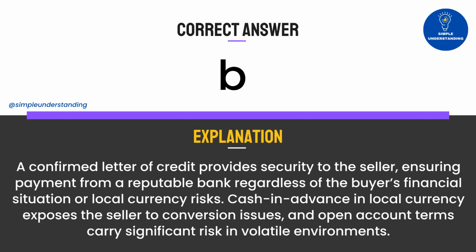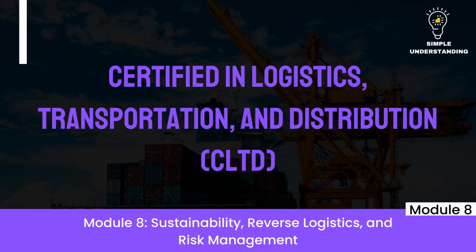Correct answer, B. Explanation. A confirmed letter of credit provides security to the seller, ensuring payment from a reputable bank regardless of the buyer's financial situation or local currency risks. Cash in advance in local currency exposes the seller to conversion issues, and open account terms carry significant risk in volatile environments. Module 8. Sustainability, Reverse Logistics, and Risk Management.